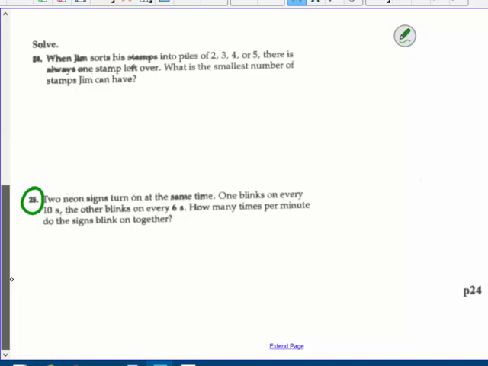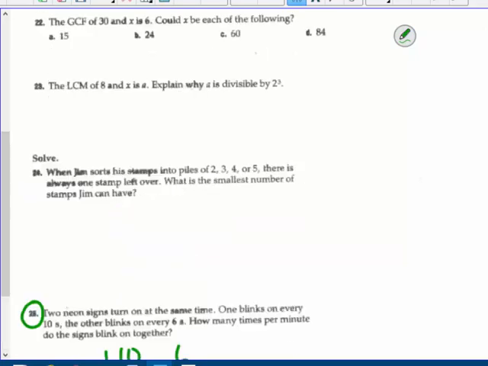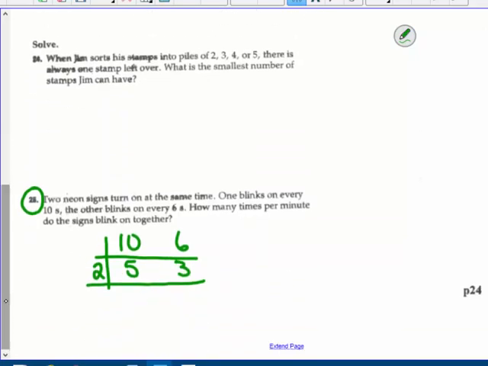When is it going to happen? Next. When it's a next kind of idea, it's a multiple question. So what is the least common multiple of 10 and 6? Well, they have a 2 in common, 2 times 5 and 2 times 3. Those are relatively prime. So my least common multiple is 2 times 5 times 3, which is 30. So every 30 seconds, they blink at the same time. How many times per minute? Every 30 seconds would be 2 times per minute.